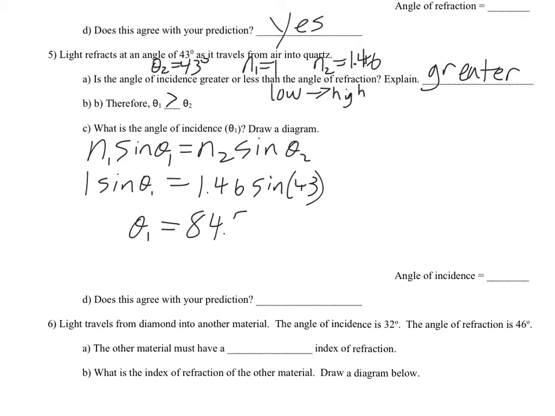Now a lot of people were getting 90 for this because they were rounding too early. Remember, I don't really care about significant digits, but you really aren't supposed to round until your final answer. If you round too much too early, you're going to get 90 for this, but 84.5 is a very different answer than 90. So watch out for that. Does this agree with your prediction? Yeah, theta 1, 84.5, is greater than theta 2, 43. So yes, it does agree.